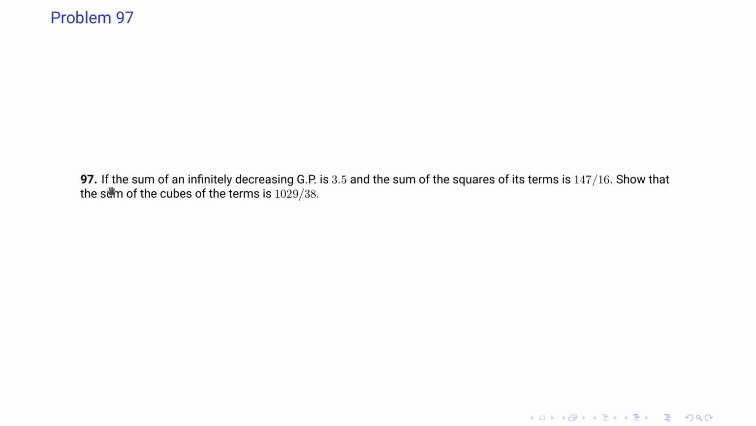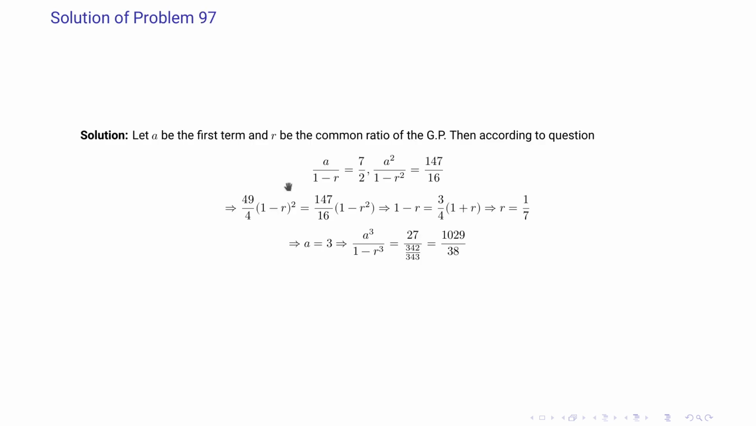Problem 97 says that if the sum of an infinitely decreasing GP is 3.5 and the sum of the squares of its terms is 147 by 16, show that the sum of cubes of the terms is 1029 by 38. So we have A by 1 minus R is equal to 7 by 2, A square by 1 minus R square is equal to 147 by 16. So we solve it like the previous problem, we obtain R is equal to 1 by 7.